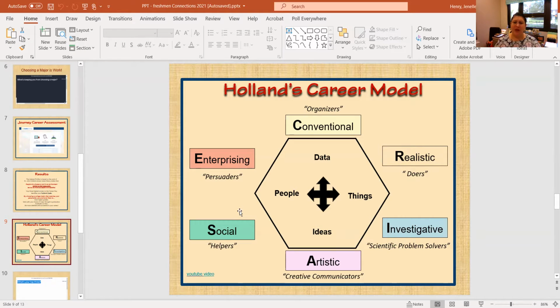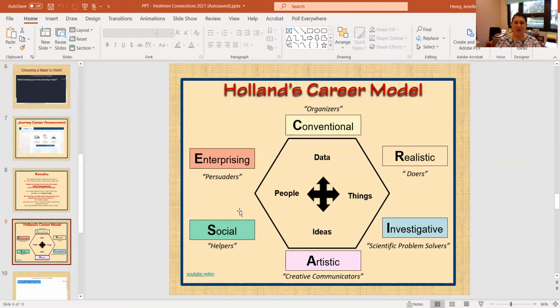So going down is realistic. The R persons here, those are the doers. They want to get their hands dirty. They want to get hands-on. They want to be part of the project from the beginning to the end. A lot of art students are realistic. A lot of persons who are in trades are realistic, but there are many campus majors as well that have that doer in them. And it really comes down to you like to be hands-on.